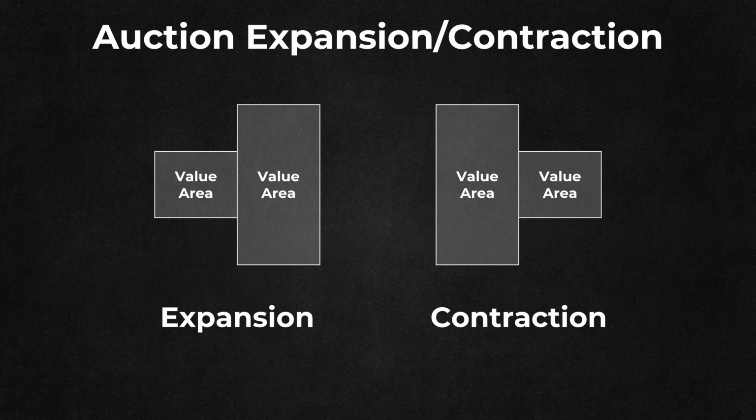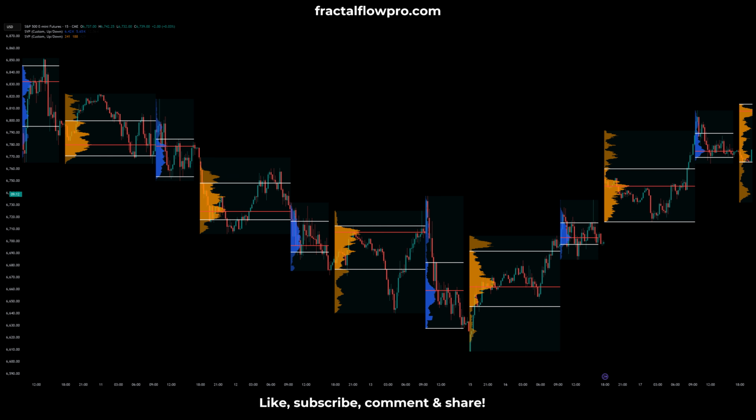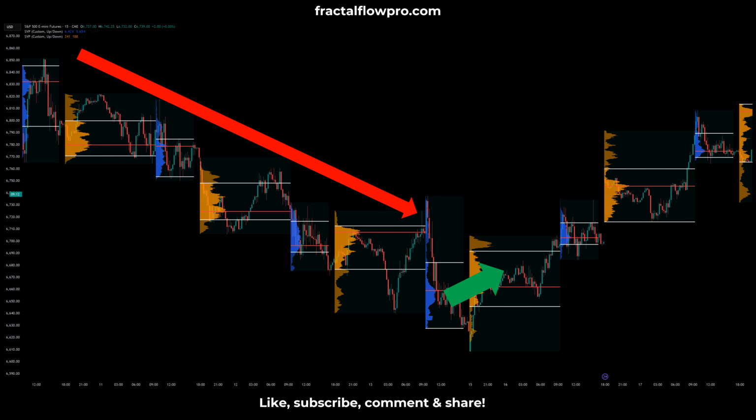In summary, one very simple way of determining the next day or next session bias using the volume profile is to compare the last profile against the second last profile. For example, in this chart, we can see a series of progressively lower value areas in the profile. The first time a higher value area appears, we have a trend change and price starts going up.